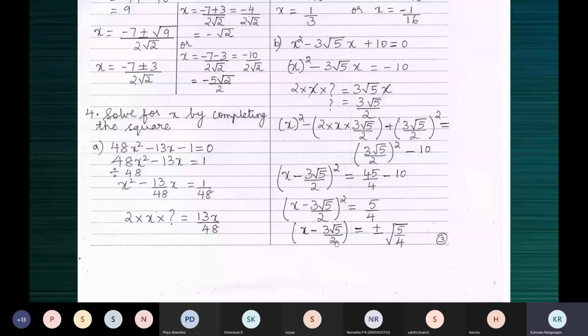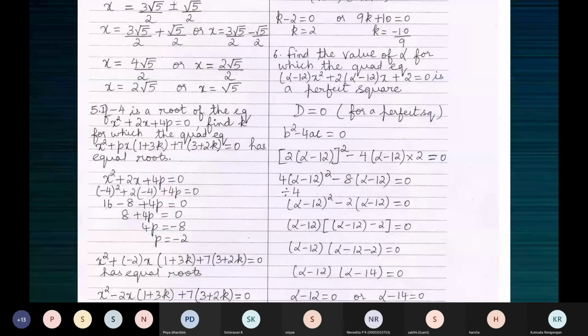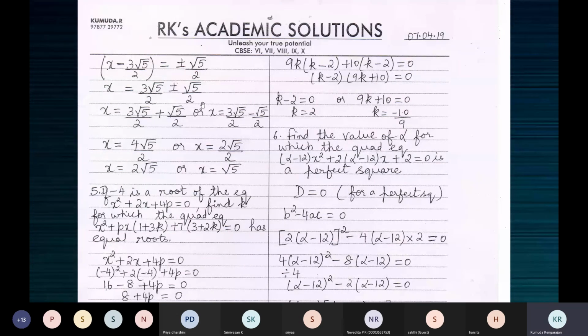x minus 3 root 5 by 2 will be equal to plus or minus the square root of 5 by 4, which is root 5 by 2. Then we are solving for x, so transpose this to the other side. You get 3 root 5 by 2 plus or minus root 5 by 2. Work it with the plus sign once, then the minus sign once, and get the two values of x. So x is equal to 2 root 5 or x is equal to root 5.